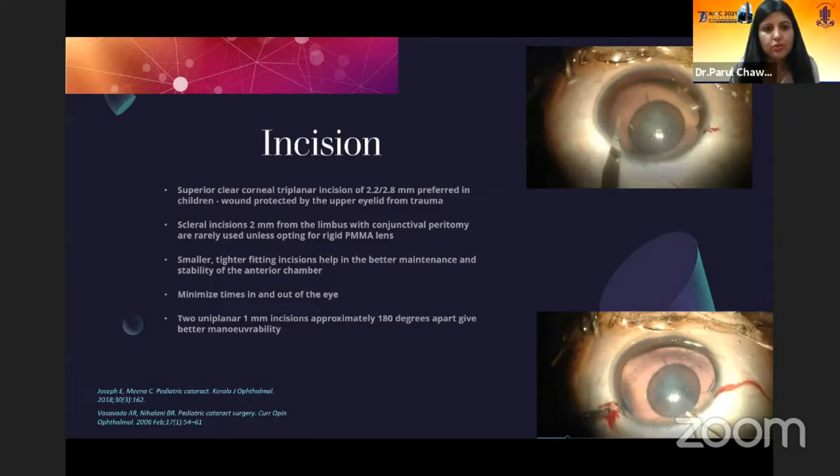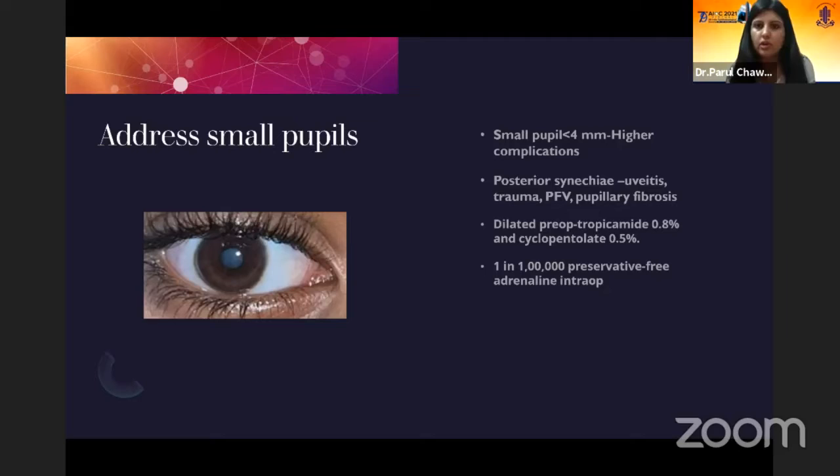And we should always try to minimize the in and out times, when we take the instrument out of the eye. Two uniplanar 1 mm incisions approximately 180 degrees apart give better maneuverability for the side ports. Small pupils, less than 4 mm, have higher complications and they can present with posterior synechiae as in uveitis, trauma, PFE, or pupillary fibrosis. They can be dilated preoperatively with tropicamide or cyclopentolate, or intraoperative adrenaline or phenylephrine can be used.